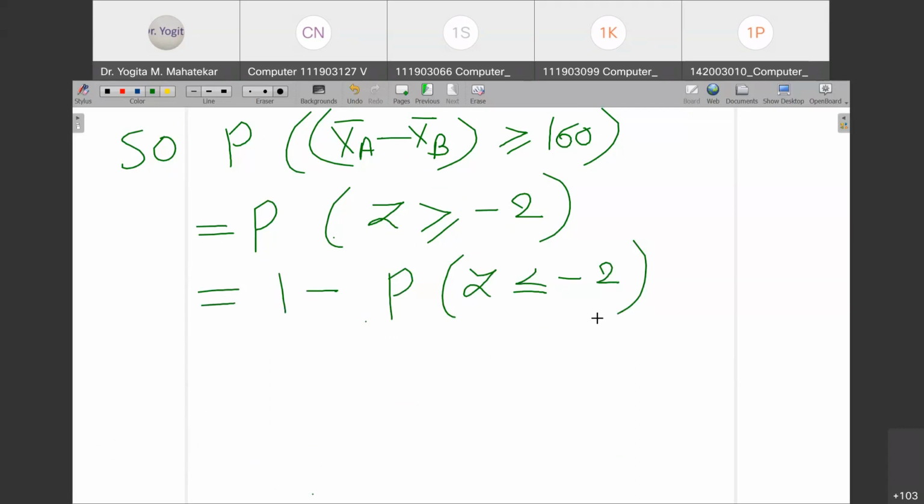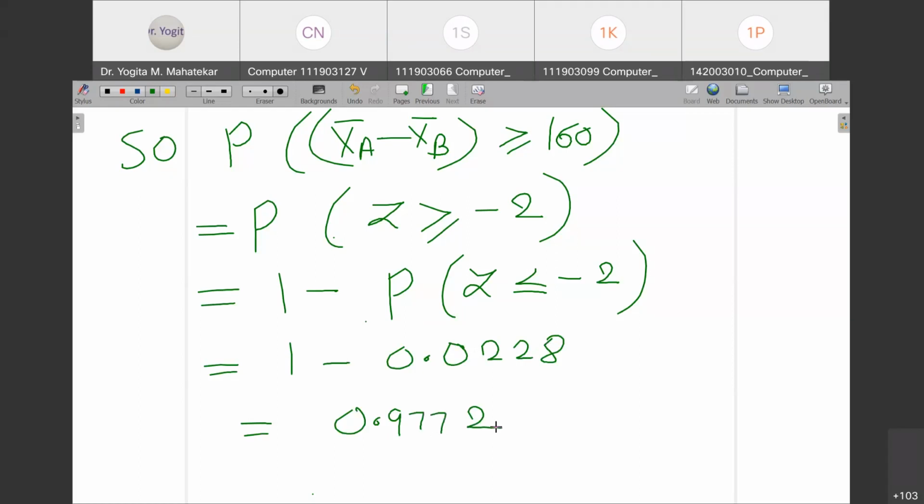Because the normal distribution table gives you values towards the left side of z, therefore we do 1 minus that. So is it 0 point what, z less than or equal to minus 2? It is 0.0228, I think. And the difference is therefore 0.977.